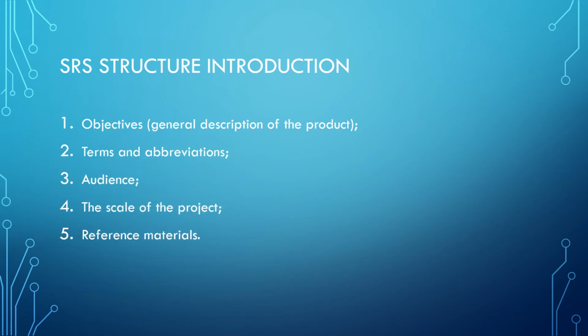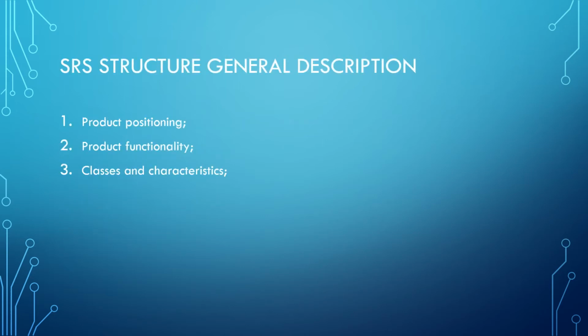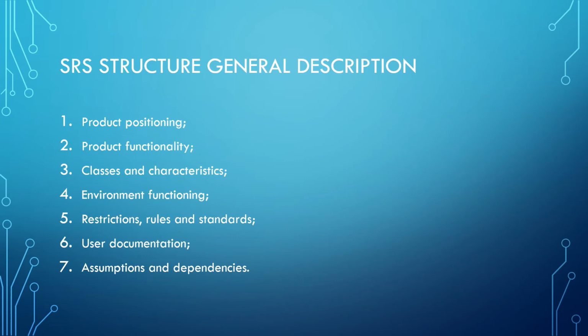An introduction that contains objectives, general description of the product, terms and abbreviations, audience, the scale of the project, reference materials. The general description contains product positioning, product functionality, classes and characteristics, environment functioning, restrictions, rules and standards, user documentation, assumptions and dependencies.